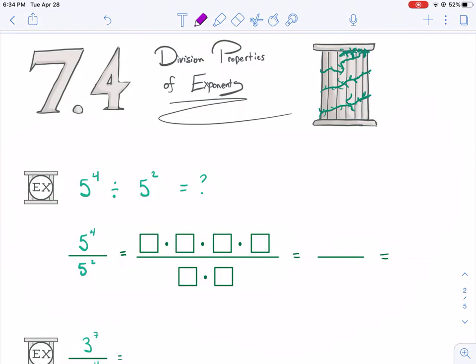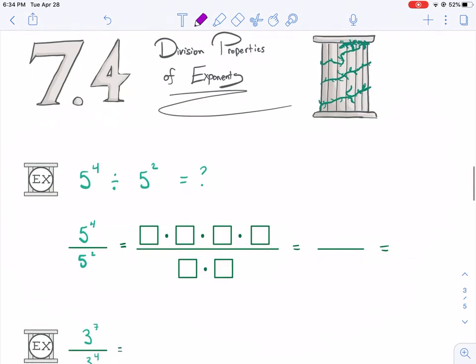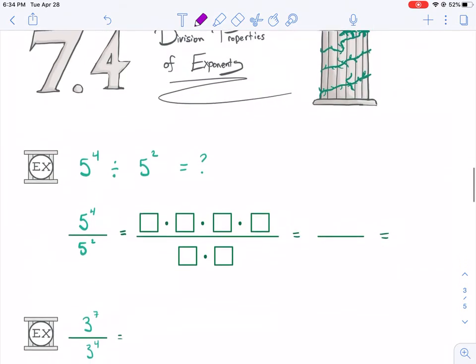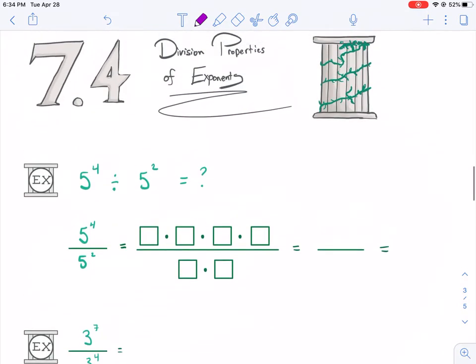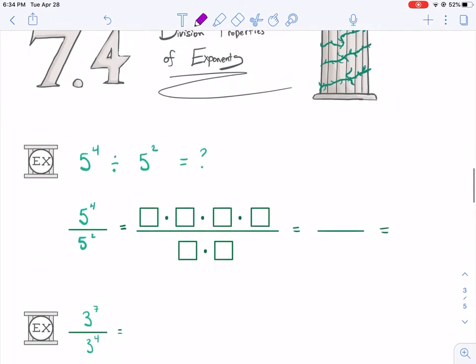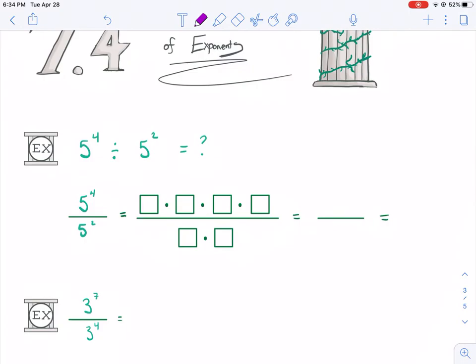We're going to be talking about 7.4, division properties of exponents. So we just got talking about raising a power to a power. In the first section, or second section, we talked about multiplying like bases. Now we're going to be talking about something a little bit different.